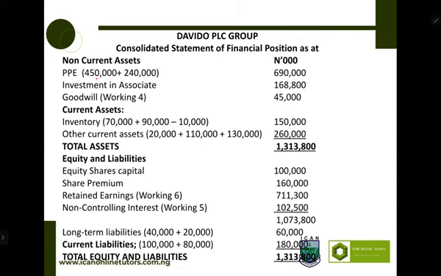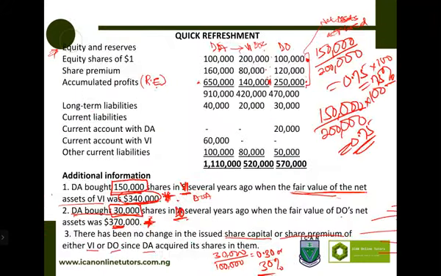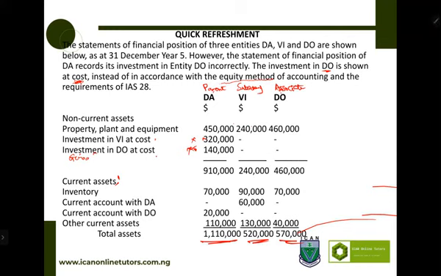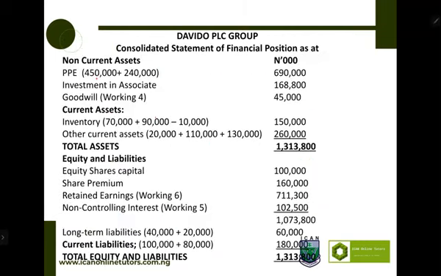So you have 70 plus 90. This is parent, this is subsidiary, minus the 10,000. Then your other current asset must be added. I haven't done that. We are adding these two. Other current assets is this plus this plus this. Current account is like an account you have with that company. Is that taken? Just like a bank, you now have another company there. That is what we call current account. So you consolidate your current account.